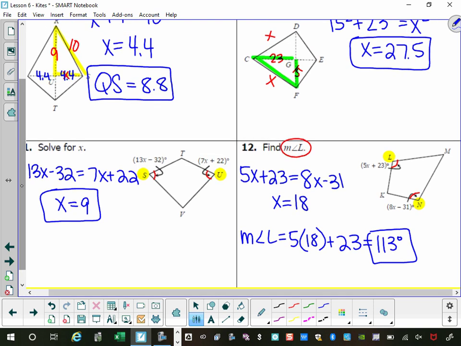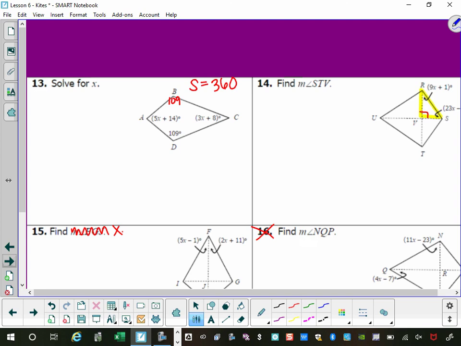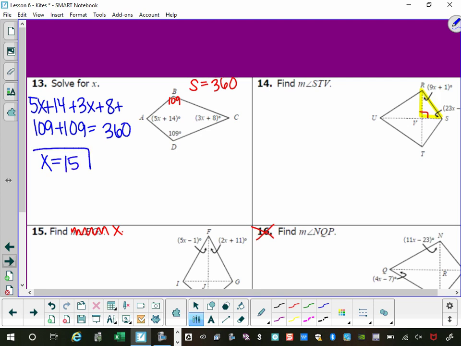For the second part, number 13, I added up everything together. I added up all my x values plus 109 plus 109, and I made that equal to 360 because all 4 of these angles add up to 360. Your x should have been 15. You guys get 15? Yes.